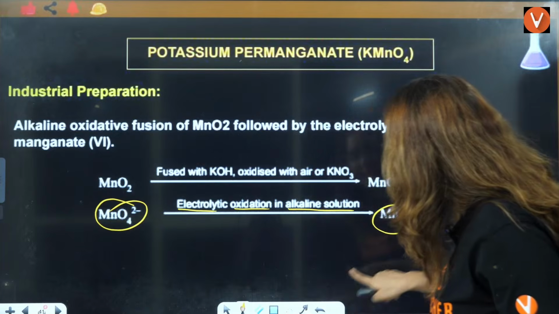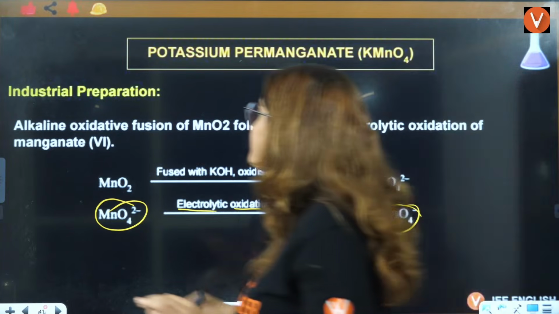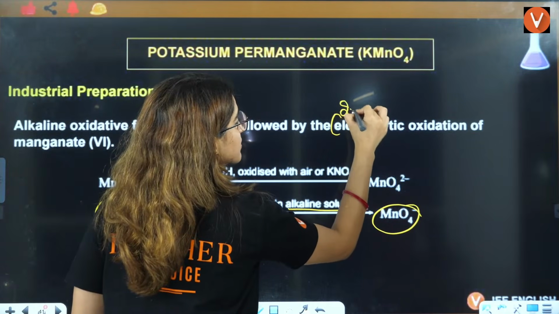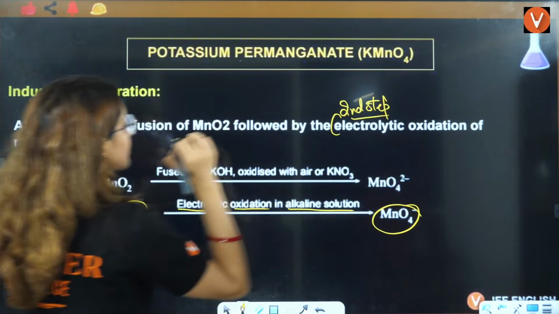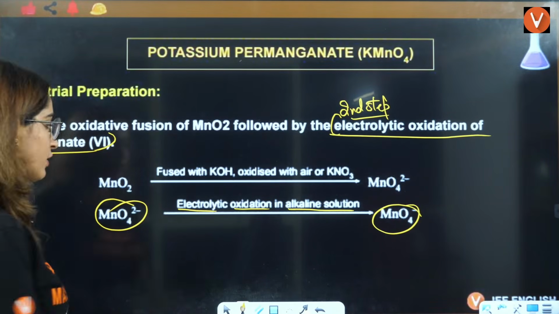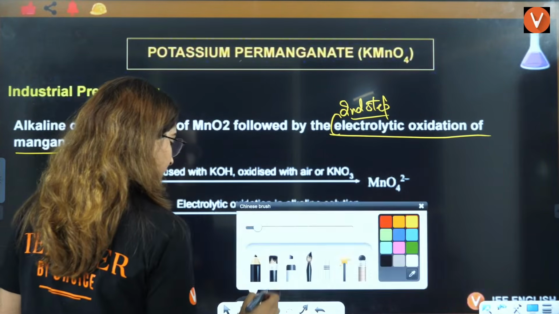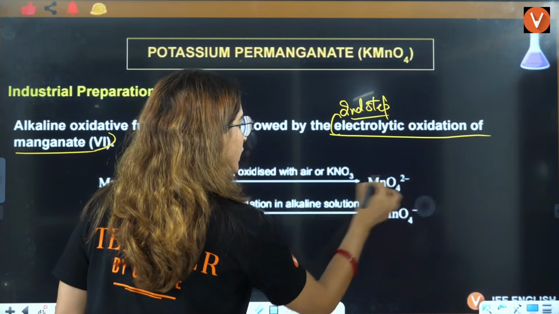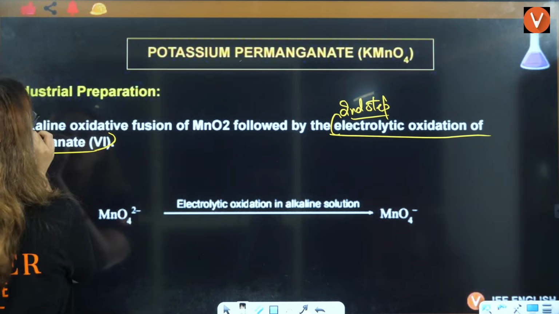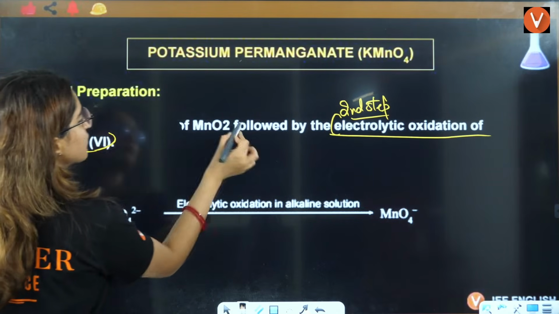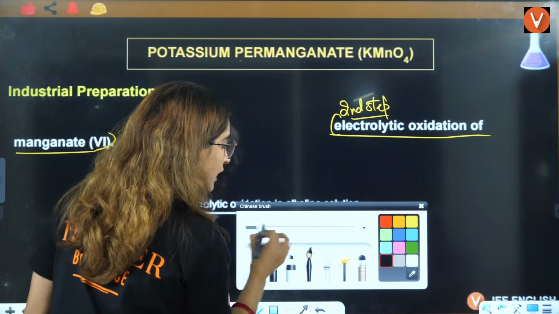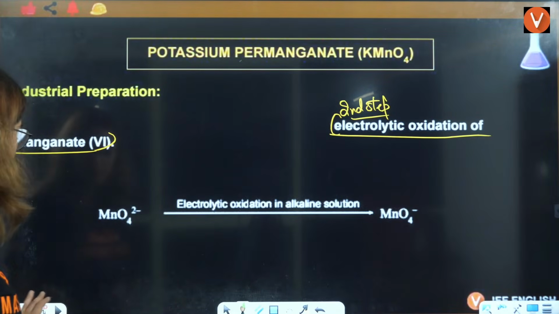Here it is directly converted to MnO₄⁻, right? So alkaline oxidative fusion of MnO₂ followed by electrolytic oxidation. This is the second step that I am discussing, where it is directly converted to MnO₄⁻. To make it better, I can just ignore this part, that is the first step that we have already discussed. Ignore this part as well, because we have already discussed that. Just remember that the second step can also be done with the help of electrolytic oxidation.